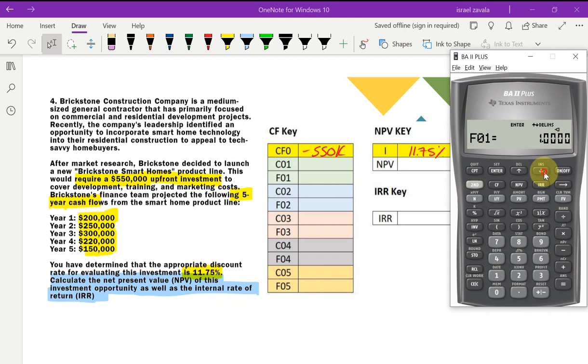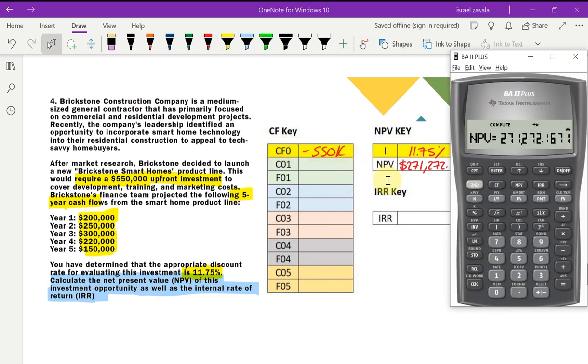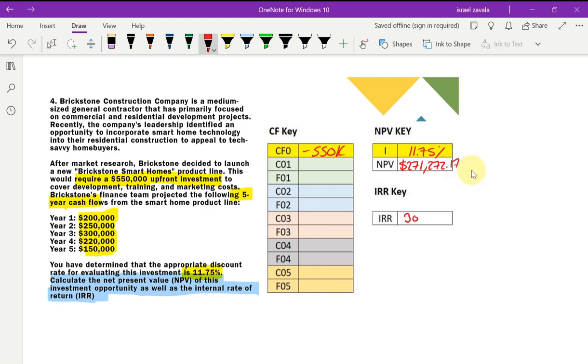Okay, let's just go through that. 550, 200, 250, 300, 220, 150. NPV, our discount rate is 11.75. Enter. And then NPV, we're going to compute 271,272.17. Is that what it said? 271,272 and 17 cents. Yep. Now let's go to internal rate of return. Compute 30.55%. Okay, pretty high internal rate of return there.